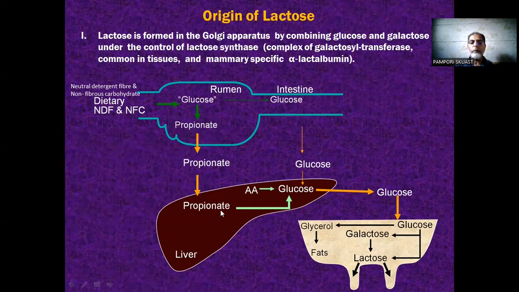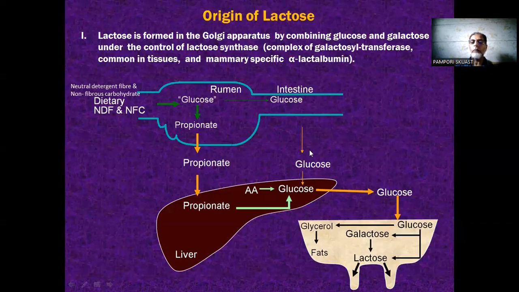It will come into the liver, where propionate produces glucose, and glucose comes into the circulation. From circulation, it goes to the mammary gland, where glucose and galactose combine to form lactose, and you will get lactose in the milk. This is the origin of lactose, which is not found in the body but only in the milk. It is secreted by the mammary gland epithelial cells out of glucose, the raw material for lactose production, under the influence of different enzyme systems in the Golgi.